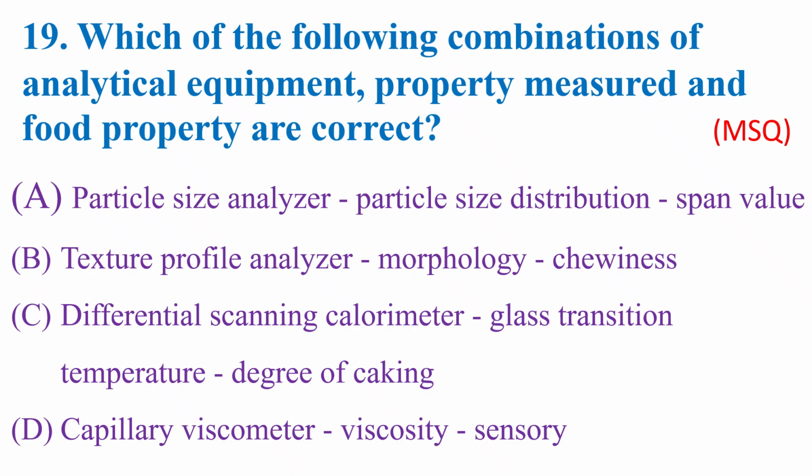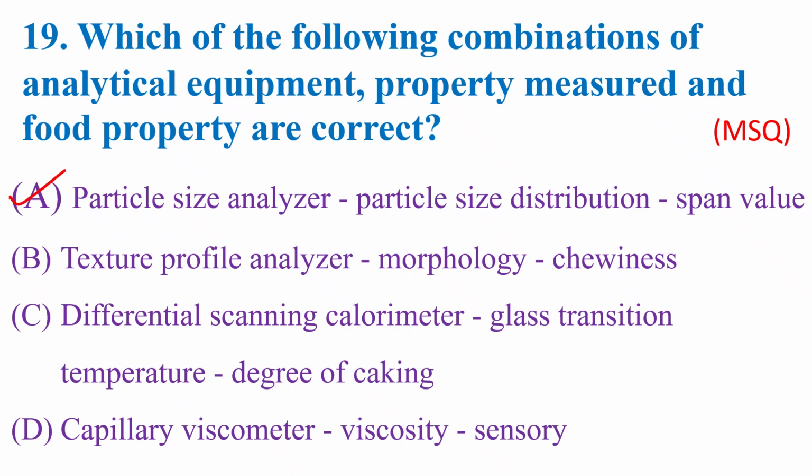Question number 19. Which of the following combinations of analytical equipment, property measured and food property are correct? First one, particle size analyzer, particle size distribution, span value. So the particle size analyzer measures the particle size distribution, and the span value quantifies the distribution width, for example in powdered foods. So option A will be my correct option over here.